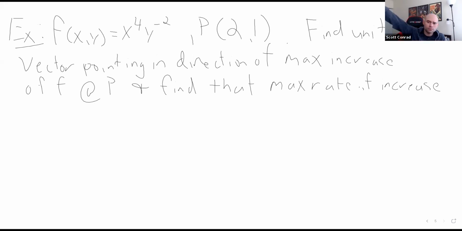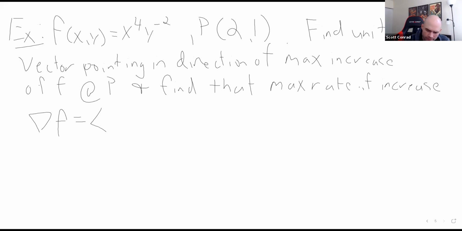So from our theorem before, the gradient is going to be pointing in the direction of maximum increase. So we want to find the unit vector pointing in the direction of max increase. Well, that's just going to be the unit vector pointing in the direction of the gradient. So let's find the gradient of f at our point and turn it into a unit vector. So not plugging in a point yet.